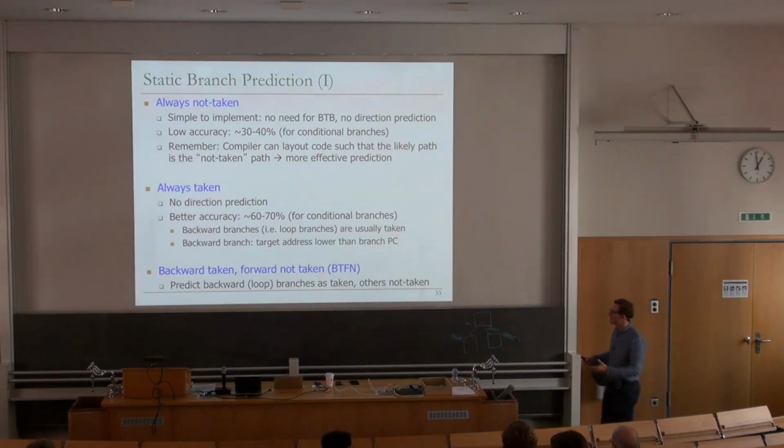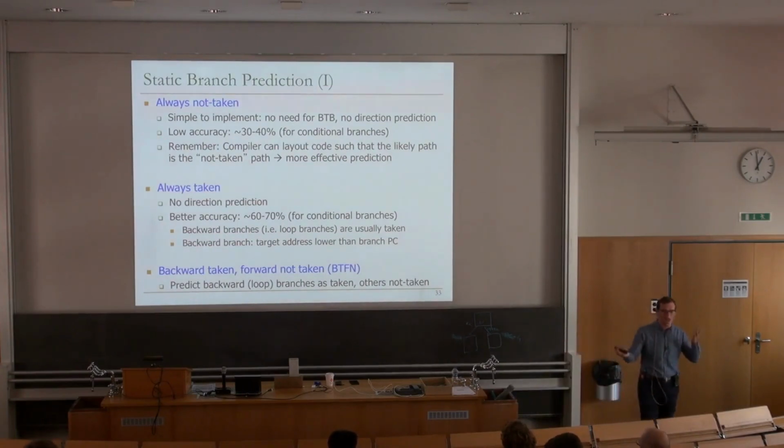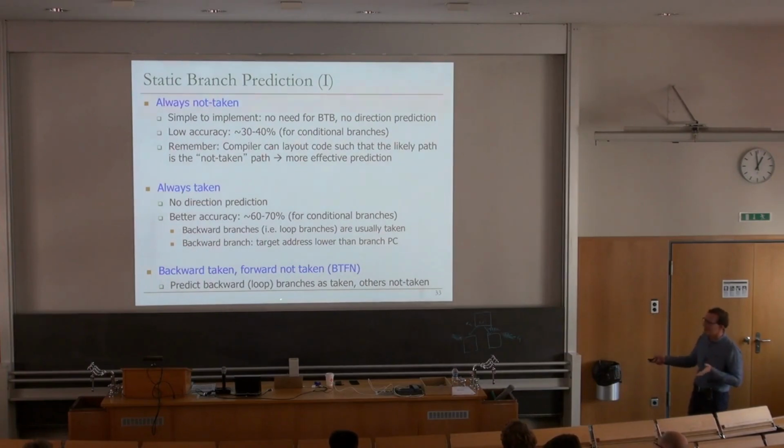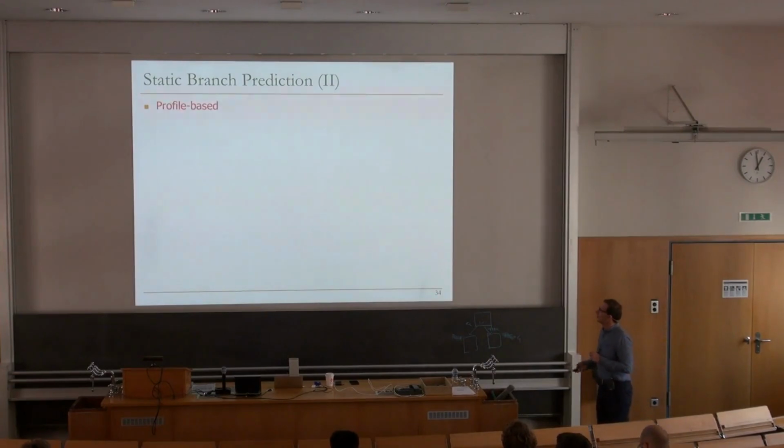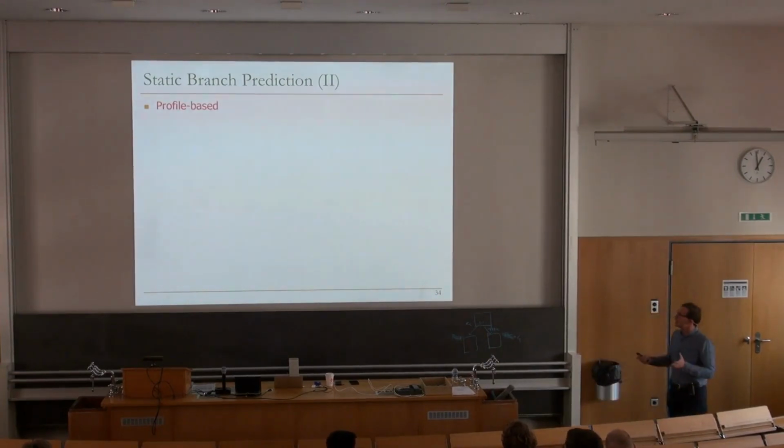Now for this, you need to figure out whether the branch is backward. First of all, you need to compare the target address to the PC of the branch, so there's a little bit more logic involved. But you could also store this information in the BTB, whether it's a backward branch or a forward branch. It's one more bit. And it turns out that this actually has a slightly better accuracy than always taken. So what else can we do?